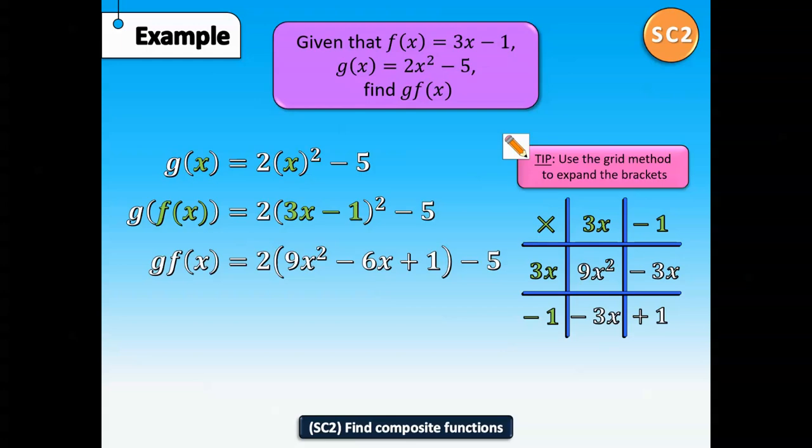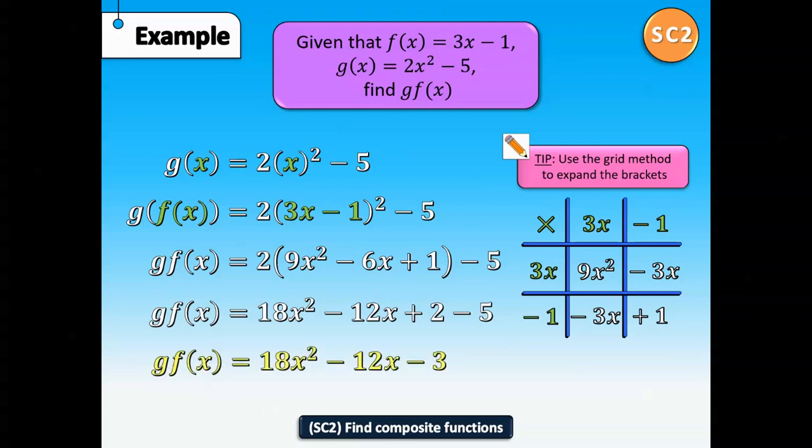Then we need to expand the bracket by timesing everything by 2. So 2 times 9x squared is 18x squared. 2 times minus 6x is minus 12x. And 2 times 1 is 2. Then we simplify it. So g of f of x is 18x squared minus 12x minus 3.